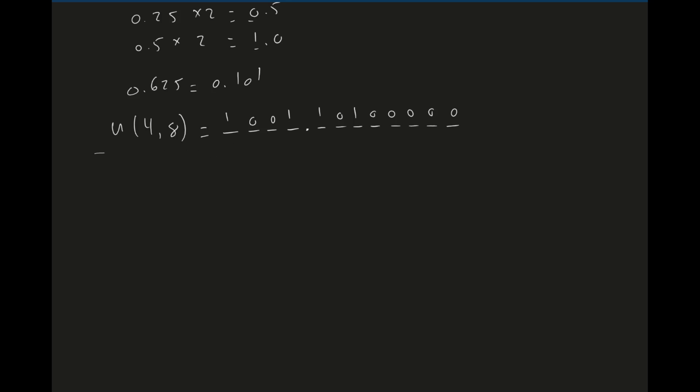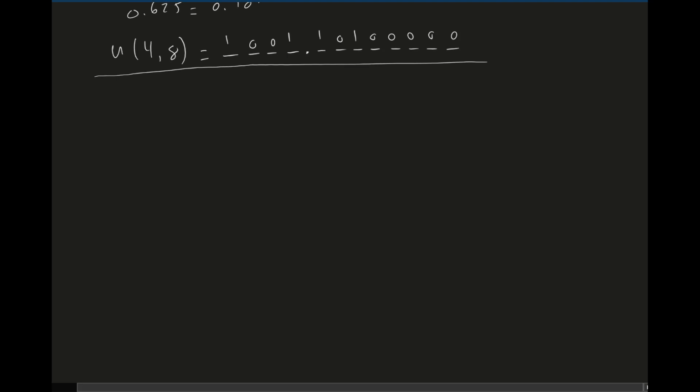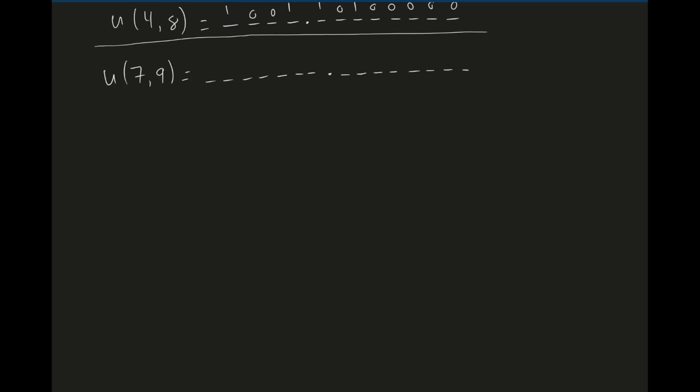Now here's a follow-up question. Can I do the same thing using signed digits? The answer is yes. But actually, let me give you another example going the other way around. Let's say I have the unsigned 7, 9, so I have 7 digits for the integer, 1, 2, 3, 4, 5, 6, 7, and then 1, 2, 9 for the fraction.